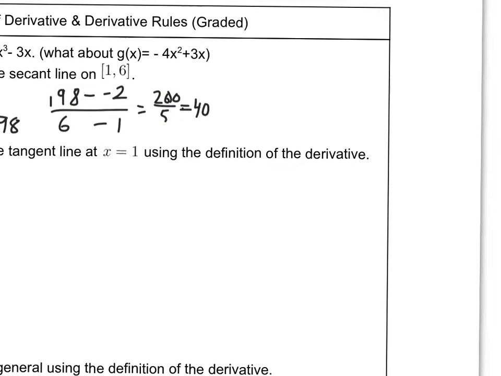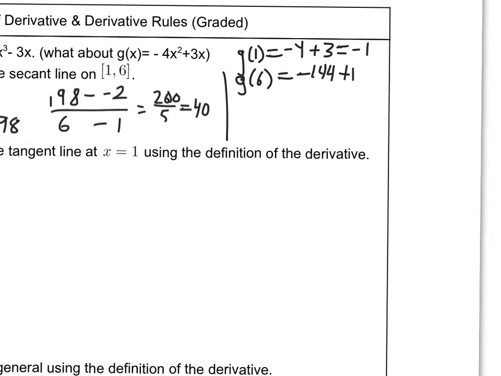For the other one, g of x, we're looking at from 1 to 6. g of 1 is going to be negative 4 plus 3, which is negative 1. And g of 6 is going to be negative 4 times 36, which is negative 144, plus 18, which is going to be negative 126.